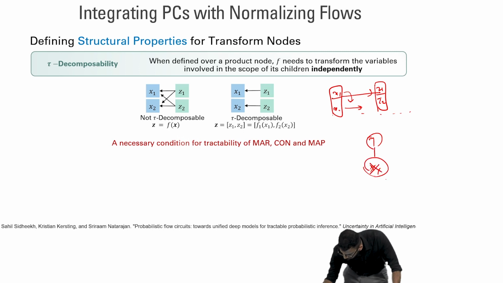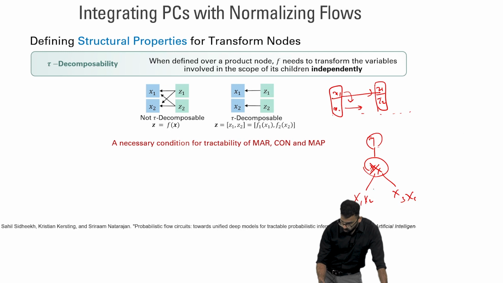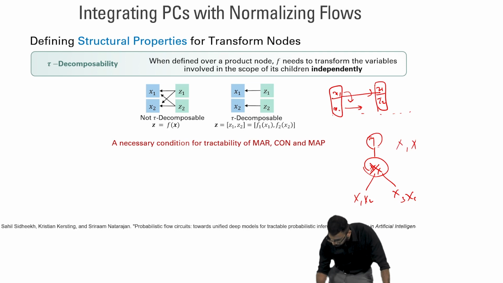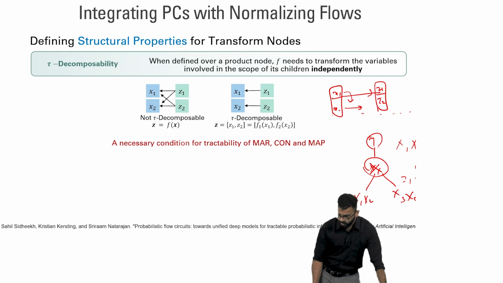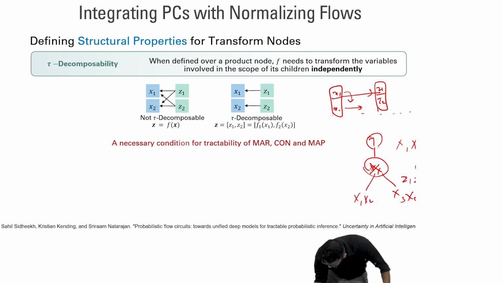Let's say this is a product node, this is a transform node, and I have the product node over x1, x2 here, and x3, x4 here, right? Now the transform node works on the entire space of x1, x2, x3, and x4, and I'm transforming this into z1, z2, z3, and z4. Now, if I define a property for this transform node that doesn't violate the decomposability of a product node, then I can say that you can push the integrals down from the transform node.